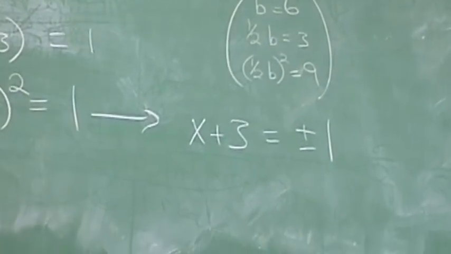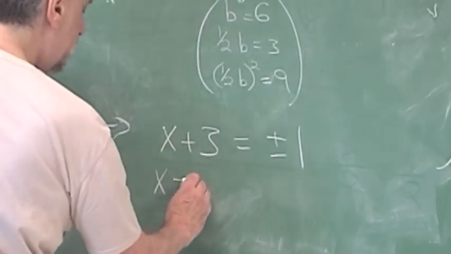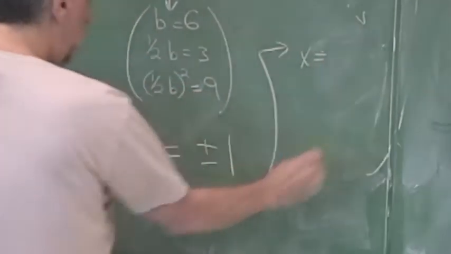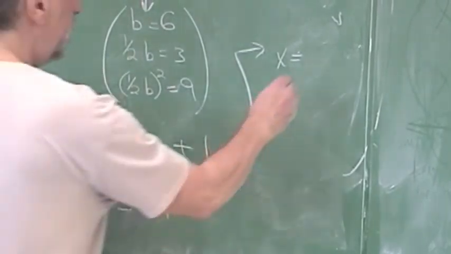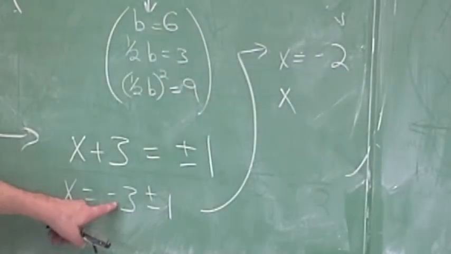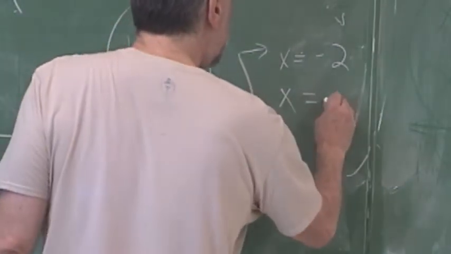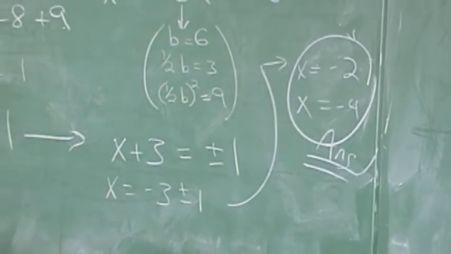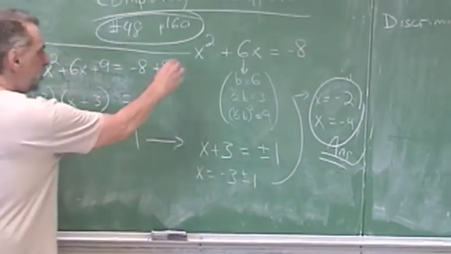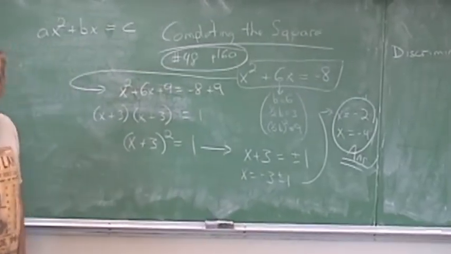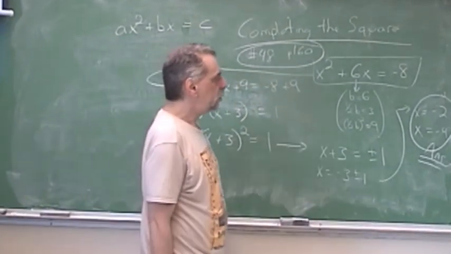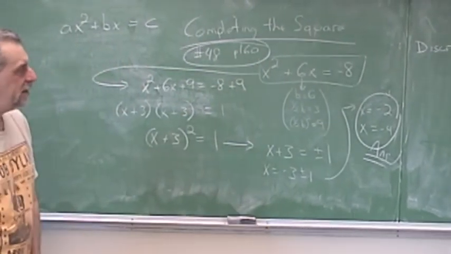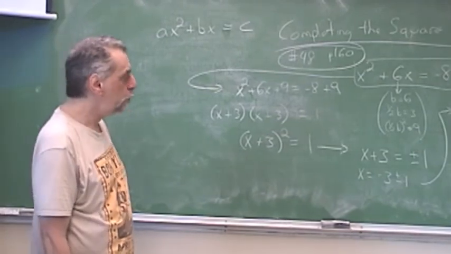And now, hopefully, it's pretty easy. We subtract 3 from both sides, and we come up with our solutions. Negative 3 plus 1 gives us one answer, and negative 3 minus 1 gives us our other answer. Again, always a good idea to check, put those numbers back into the original equation, and make sure that they're actually valid answers. So we got two real solutions here. If we were to use the discriminant property here, we would see that the discriminant is positive, giving us two real solutions.